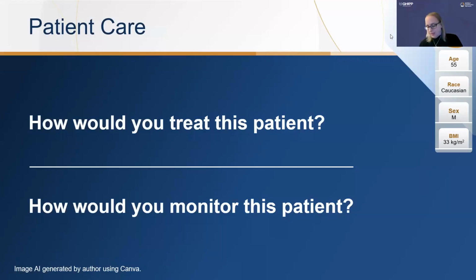So we have a good treatment plan. We've got lifestyle modifications. We have some control of his other diseases that are contributing to his liver disease. We've got medications that we can offer him. And so he has some things that he can actually do. And then how would we monitor him?